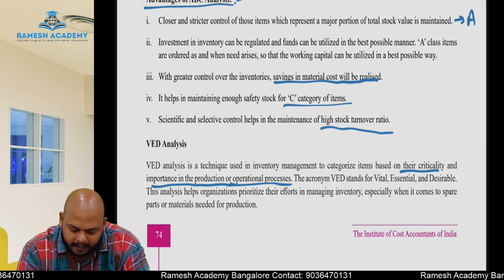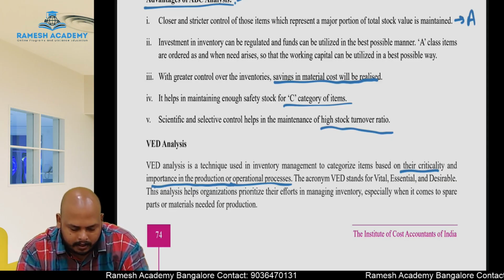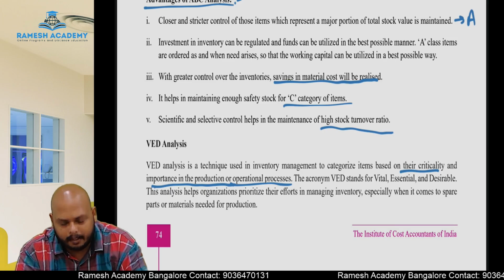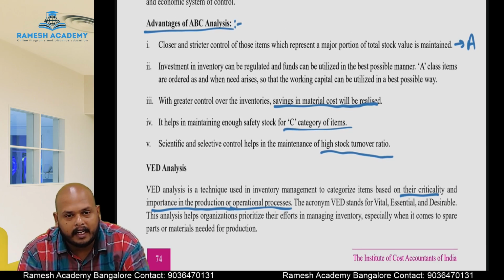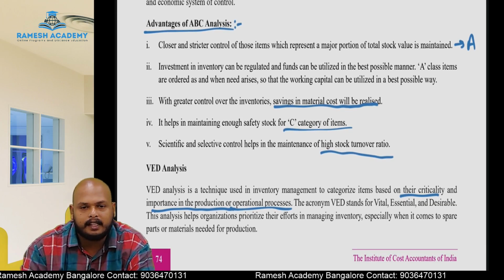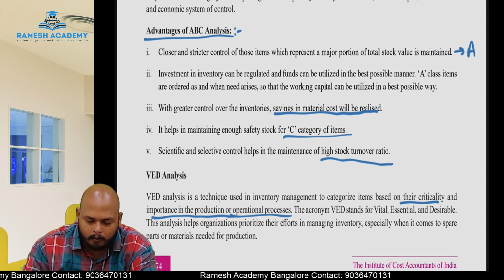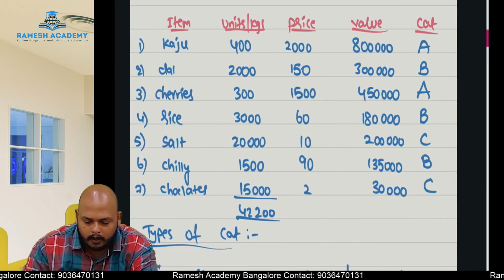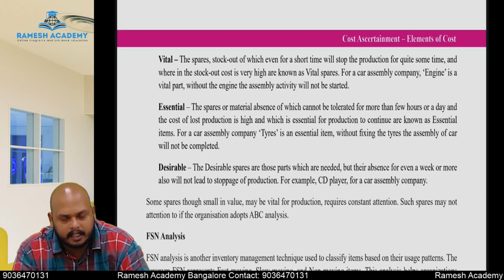The acronym VED stands for vital, essential and desirable. This analysis helps the organization to prioritize their efforts in managing inventory. So especially to manage the inventory, they will use this VED analysis. So let us see one by one. What do you mean by vital and what does it stand for? And what do you mean by essential, what does it stand for, and what do you mean by desirable and what does it stand for?